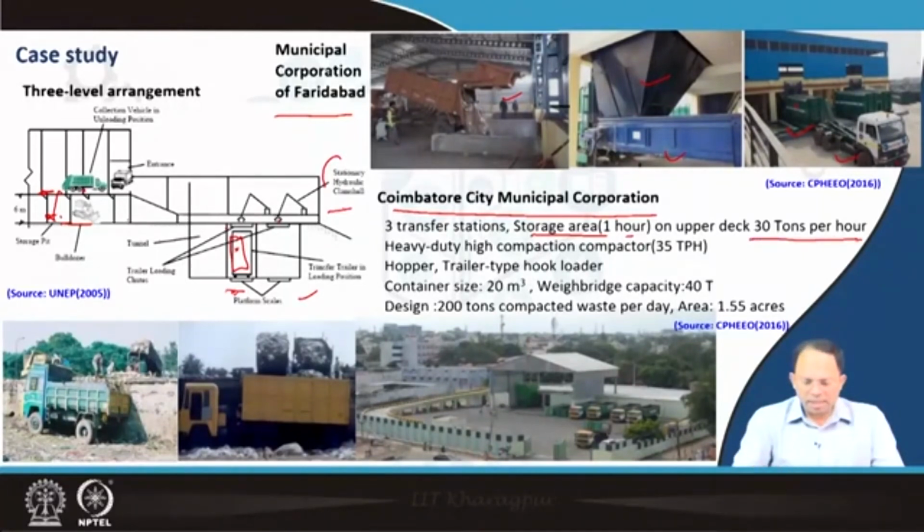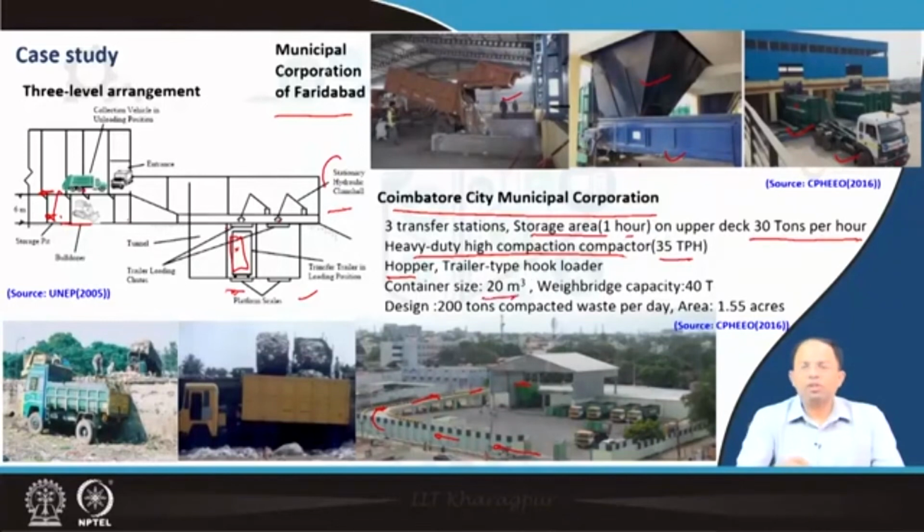So as you can see, this is a ramp. This is the Coimbatore station. This is the ramp. The vehicle goes up. At the top there is a platform where you store garbage, right? And then there is a compactor, a 35 tons per hour capacity compactor, and a hopper, and this compactor pushes the waste from the hopper into the container.